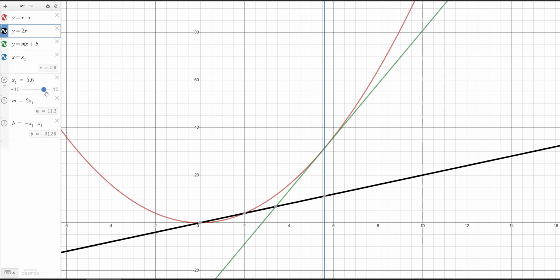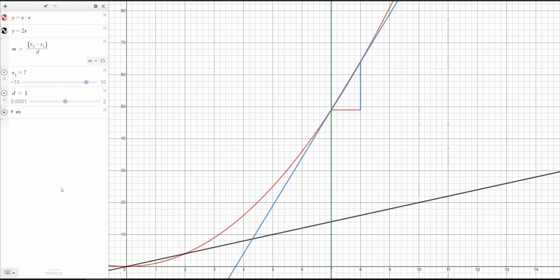Let's try to approximate this tangent line. We'll take 2 points from the original function, let's say f of x and f of x plus 1. These 2 points will form a right triangle that we can then use to determine the slope.